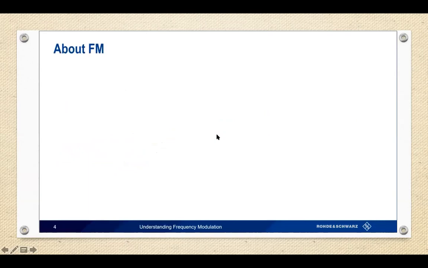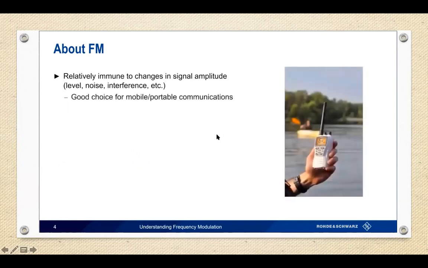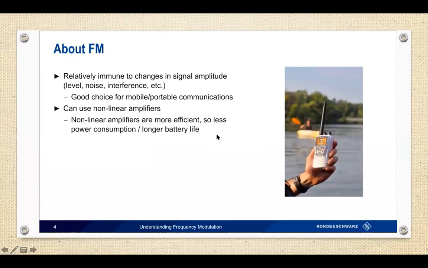Frequency modulation offers quite a few advantages over other forms of analog signal modulation. Because FM transmits information as changes in frequency, it's relatively immune to changes in signal amplitude, such as those caused by fluctuations in the received signal level, noise, interference, etc. This makes FM a good choice for mobile or portable communications, where the RF and propagation environment may be rapidly changing. And since amplitude is not used to convey information, FM can also use so-called non-linear amplifiers, whose efficiency provides an advantage in terms of power consumption and thus longer battery life. Again, this is important for portable operation.